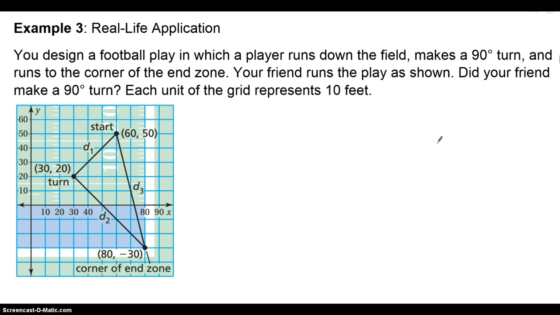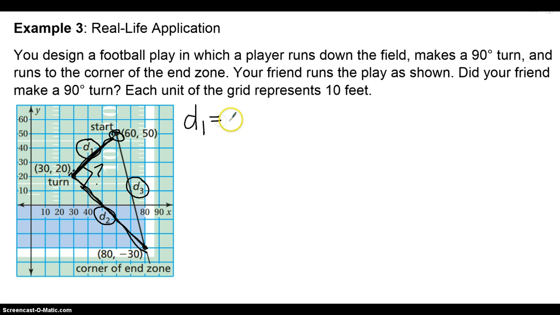Okay, example 3. This is a kind of a lengthy problem, so bear with me. My football play is starting at the start, running this first distance and running the second distance to the end zone. Basically, what I need to find is distance 1, distance 2, and distance 3 to prove whether or not it is actually a 90-degree turn or a right angle. So the first thing we need to find is distance 1.